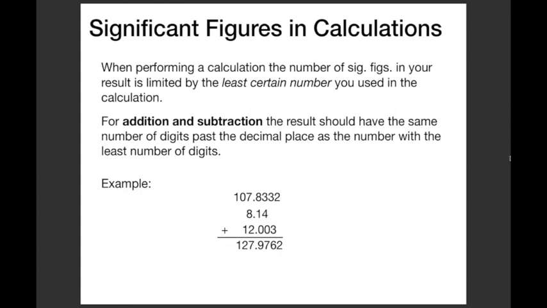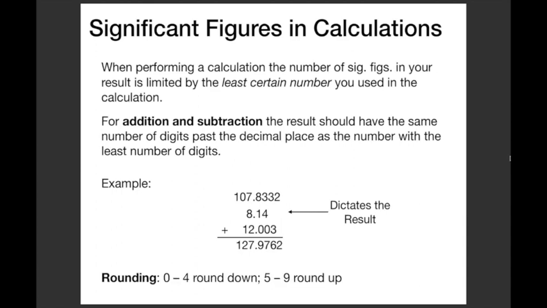127.9762. This contains more significant figures than we can report because the number of significant figures is equal to our most certain measurement. Instead, we have to have the number of significant figures dictated by our least certain value. In this case, we can only report 2 past the decimal place. To obtain the final result, we have to apply rounding rules.